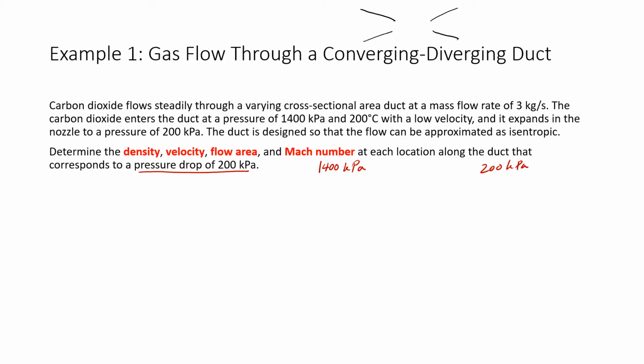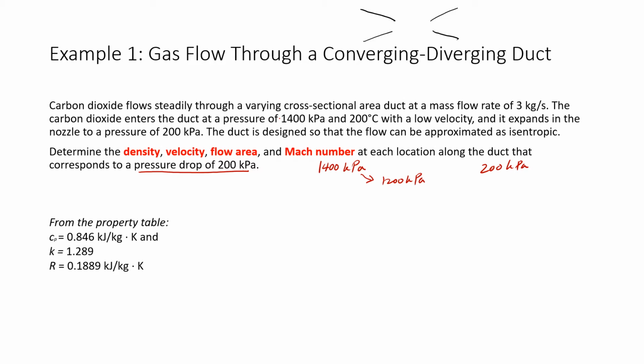But the incremental drop, or I should say decrease, would be 200 kPa at each step. So from 1400 to 1200 kPa first, and then 1000, 800, 600, 400, and until you reach 200. So let's just do it for one case, for 1200, the first pressure drop of 200 kPa.